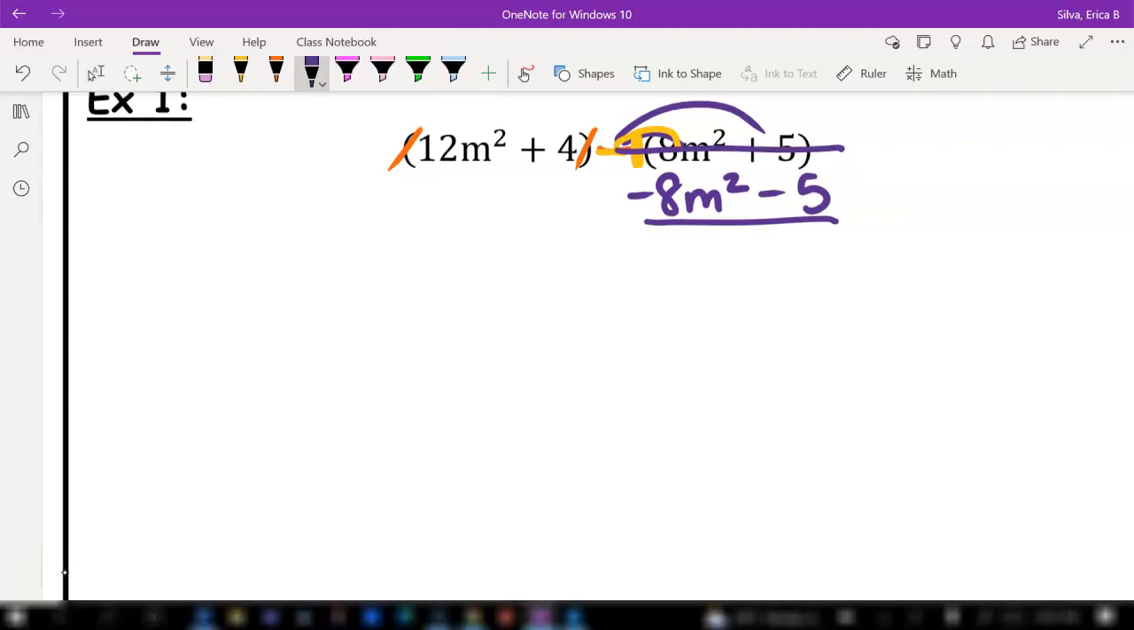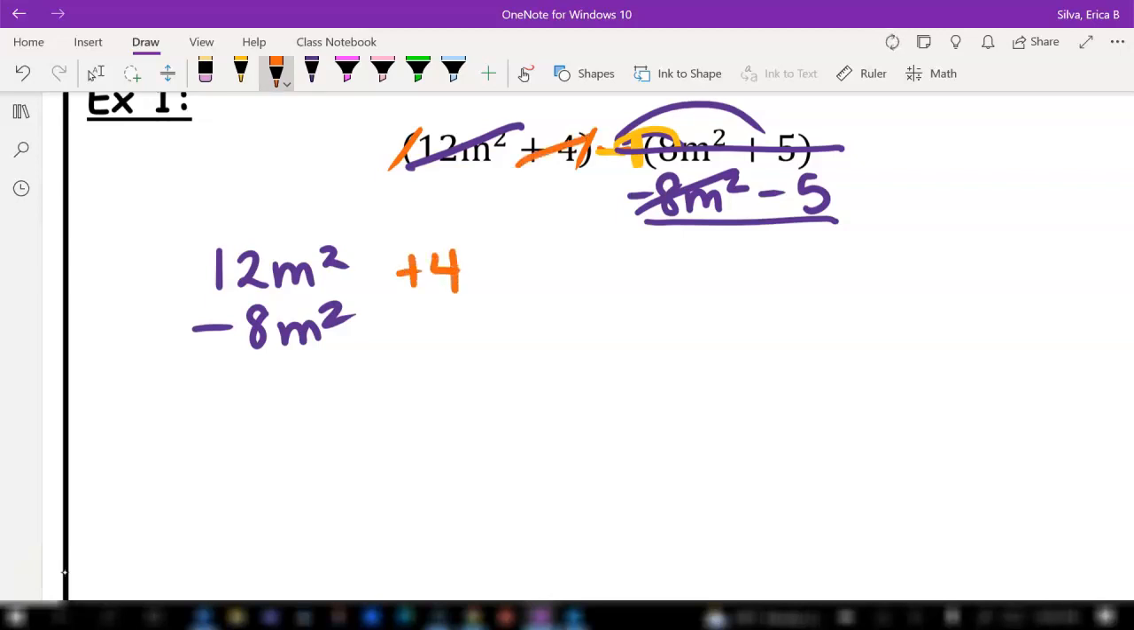So let's start with 12m squared. There's nothing higher than that, so that's going to be the first term in my group. Now its like term is negative 8m squared. I'm going to cross that one off. Then we move on to m, there are none, and then we have 4, our constant, and negative 5 is also our constant. So let's go ahead and combine them. We have 12m squared minus 8m squared, which is 4m squared. And then 4 minus 5 is negative 1.